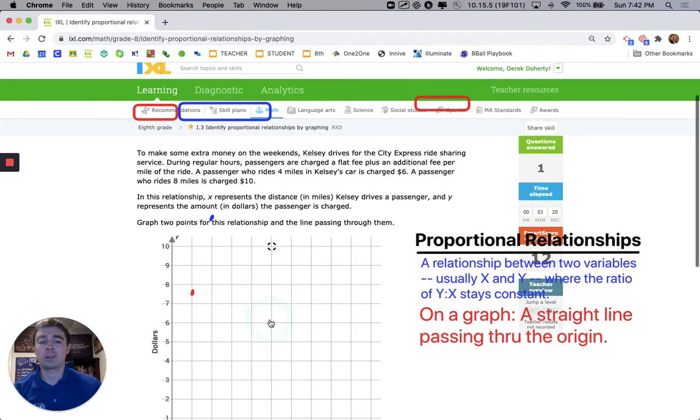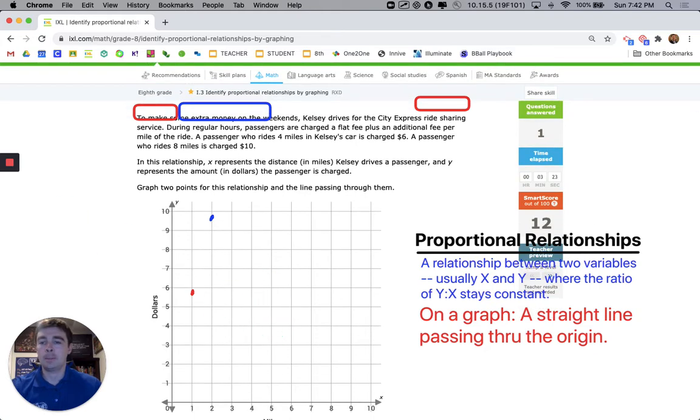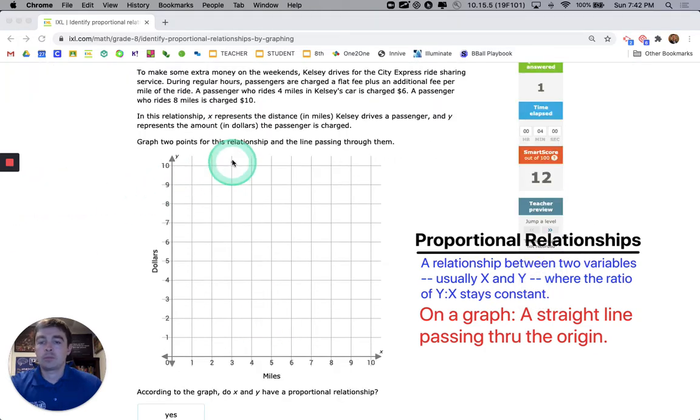We're going to graph a few more examples a bit more quickly this time around. So in the next problem, we'll read through the word problem. It says to make some extra money on the weekends, Kelsey drives for City Express ride-sharing service. During regular hours, passengers are charged a flat fee plus an additional fee per mile of the ride. A passenger who rides 4 miles in Kelsey's car is charged $6. I'm going to put a red box around that data point. And then we're also told a passenger who rides 8 miles is charged $10, and we're going to put a blue box around that other data point.